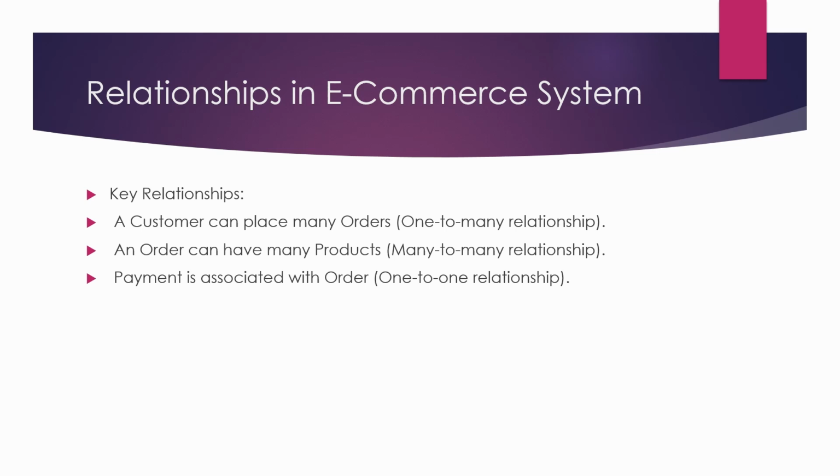In our e-commerce system, there are key relationships between these classes. A customer can place many orders, forming a one-to-many relationship. An order can have many products, which is a many-to-one relationship. And each order has a corresponding payment, forming a one-to-one relationship. These relationships are fundamental to the operation of an e-commerce platform.